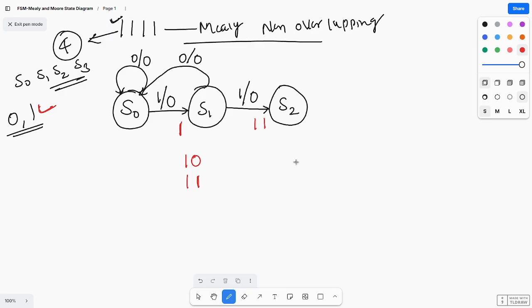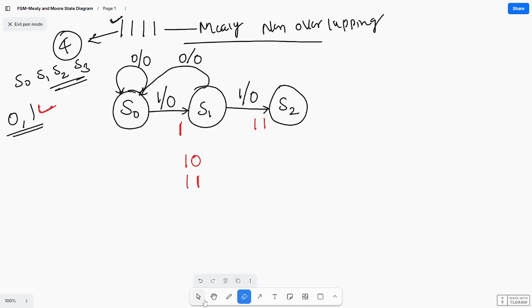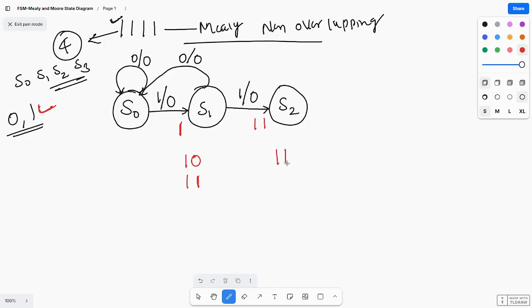Next at S2 two possible combinations are there: 1 1 0 and 1 1 1. If it is 1 1 0, where will it go? It will go to the initial state. Where is the initial state? S0. So that means this is 0, I didn't get the sequence, output is 0.